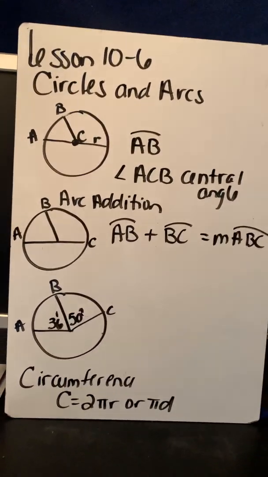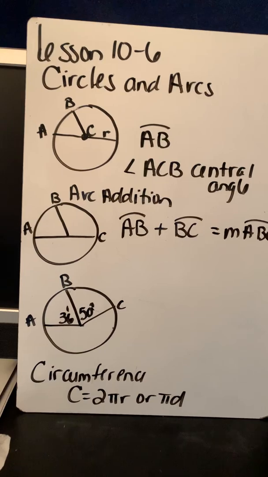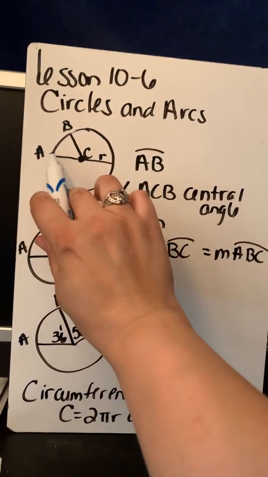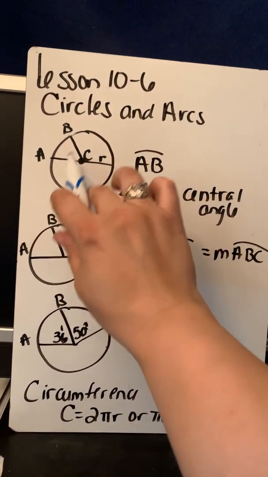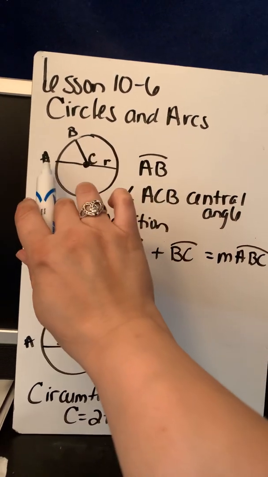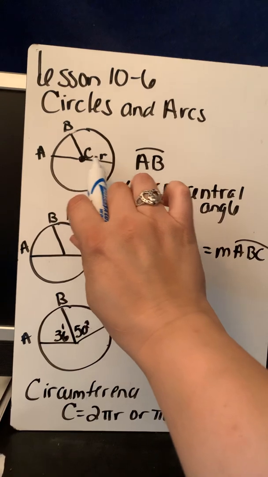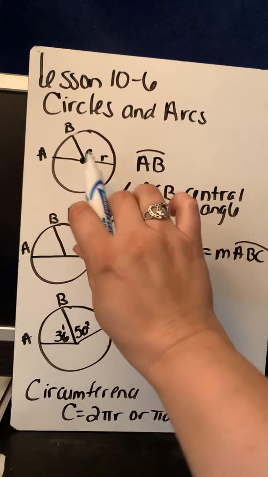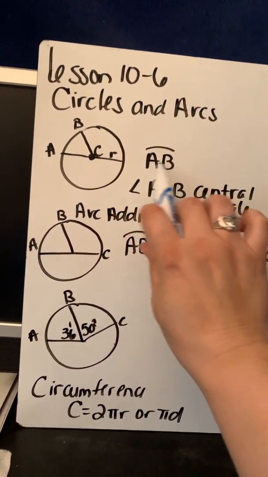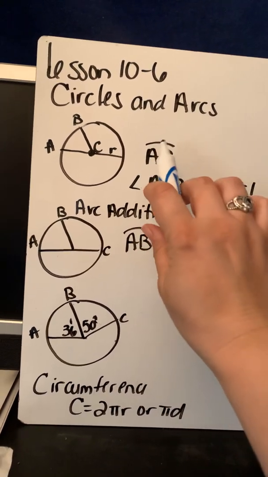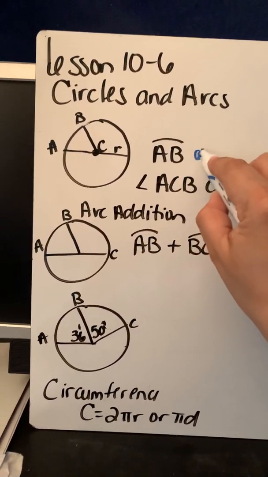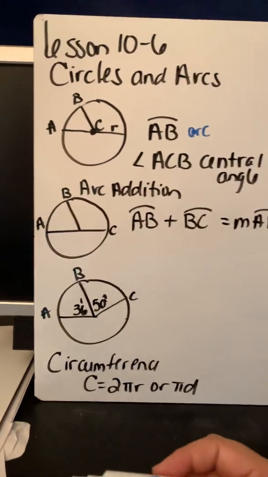So we have a circle, and I'm just going to break down the parts of the circle. This right here, center, okay? That's the center of a circle. This length across, diameter. Half of the diameter, radius. AB would be an arc, and I label it like that. So this would be an arc, an arc of that circle.